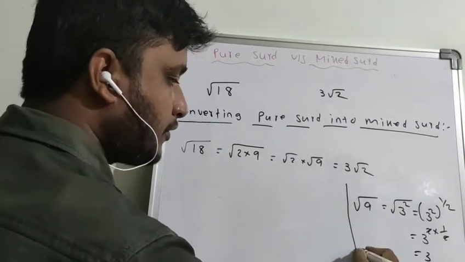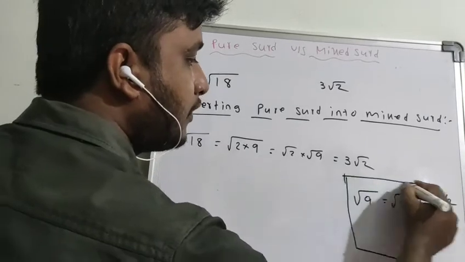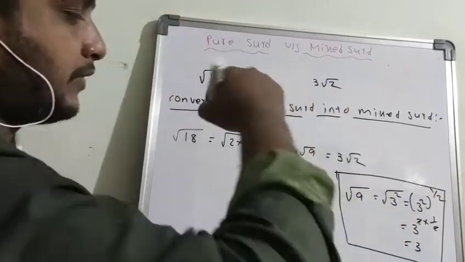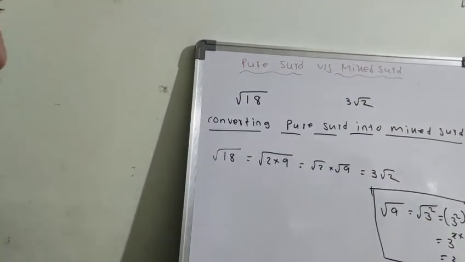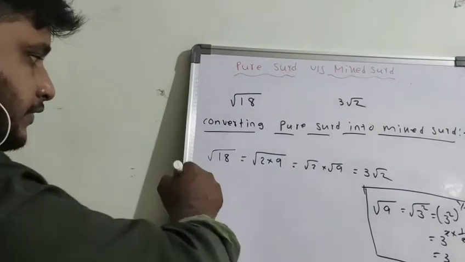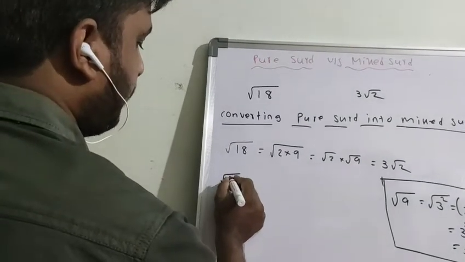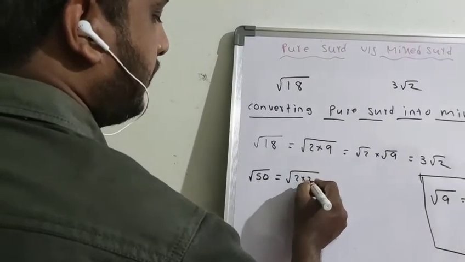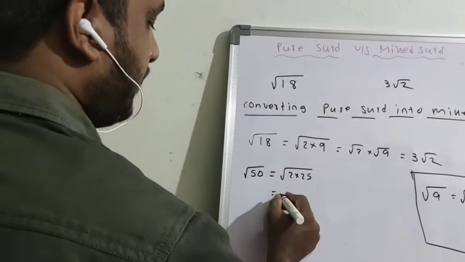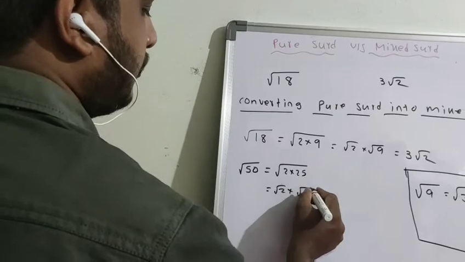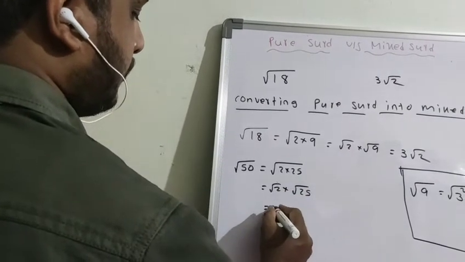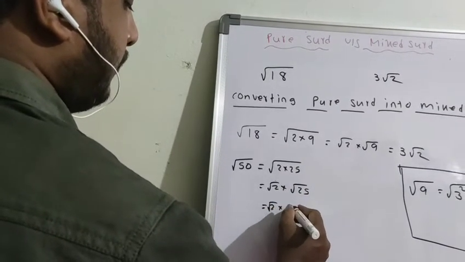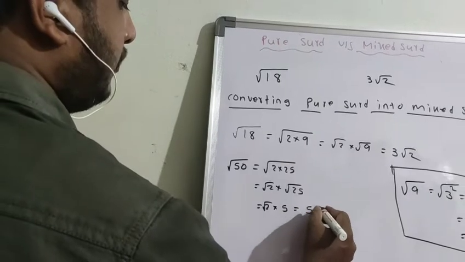This is the process behind how root 9, a perfect square, will become a rational number. Root 9 is equal to root 3 square, which is 3. Say for example, root 50 is there. So you can write it as 2 into 25. Similarly, root 2 into root 25. So root 2 into 5, you can write it as 5 root 2.